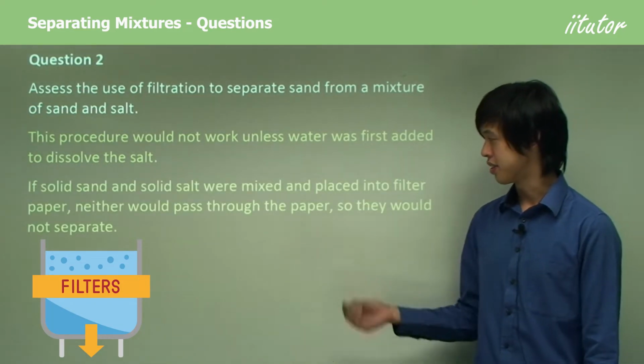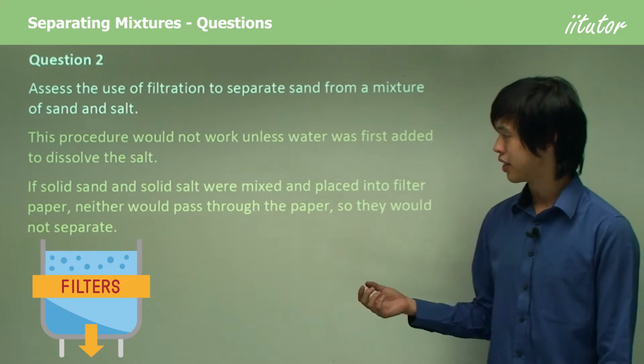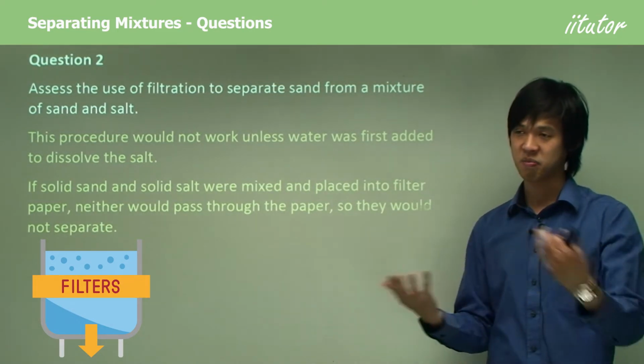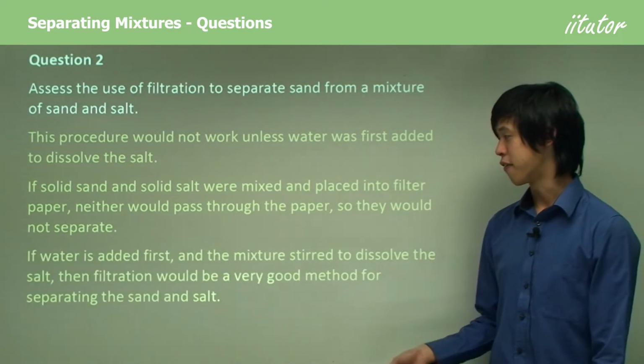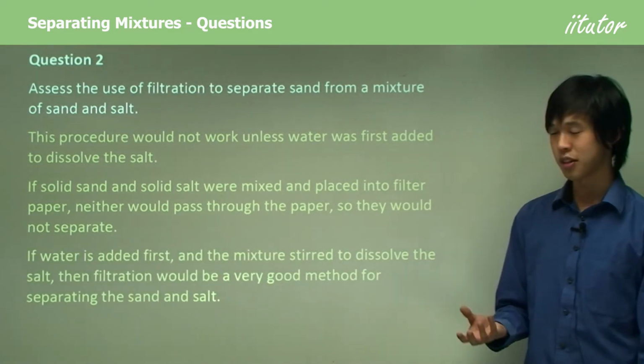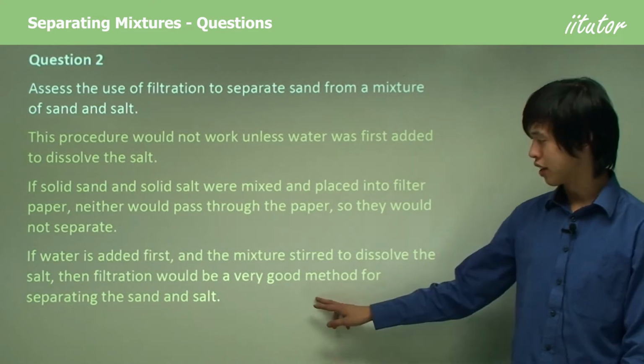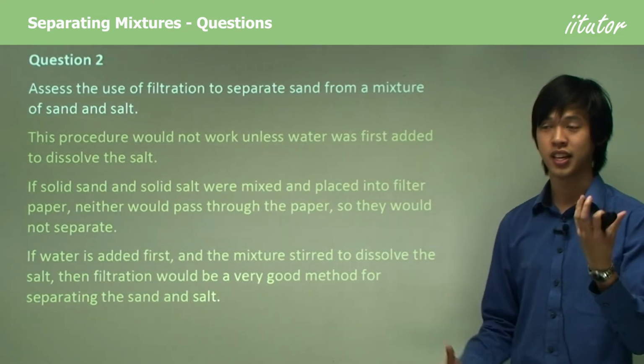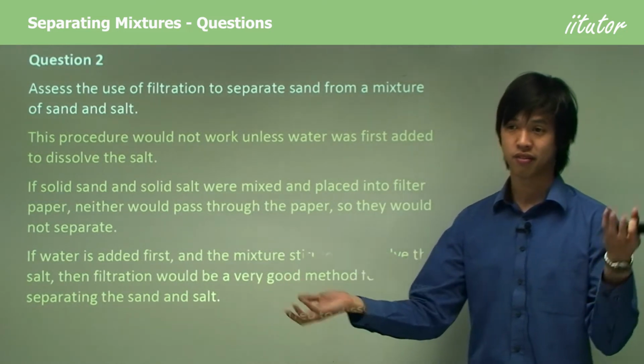If solid sand and solid salt were mixed and placed into a filter paper, neither would pass through the filter, so they won't separate. So it's just going to sit there in your filter and do nothing. Now, if we add water first, and then stir the mixture, and so fully dissolve the salt, the filtration would be very good because it will be able to separate the sand from the salt and then just evaporate the water, and you'll have your sand and salt.